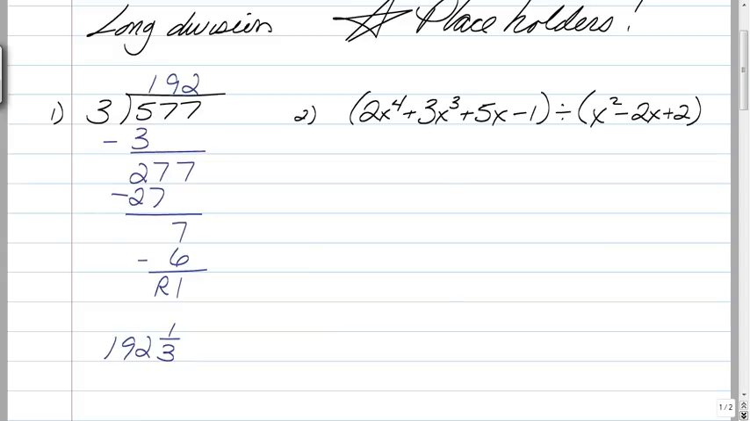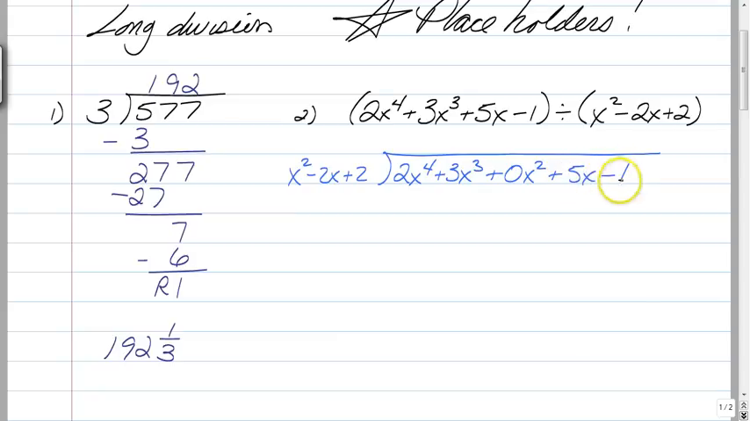So long division with polynomials is the exact same thing, but notice a star. You've got to remember your placeholders. So what comes second is the beginning of your long division. So we have x squared minus 2x plus 2, and then here's our big old division symbol. And we have 2x to the 4th plus 3x cubed plus 0x squared plus 5x minus 1. And that's why I said remember your placeholders. You are not allowed to skip anything. So it's the same kind of question.